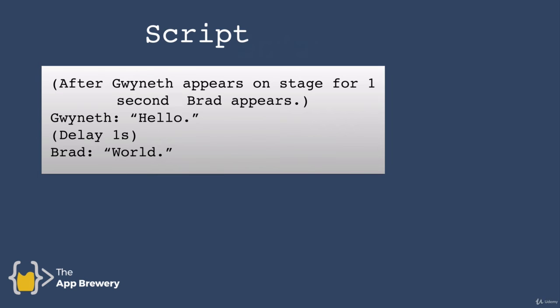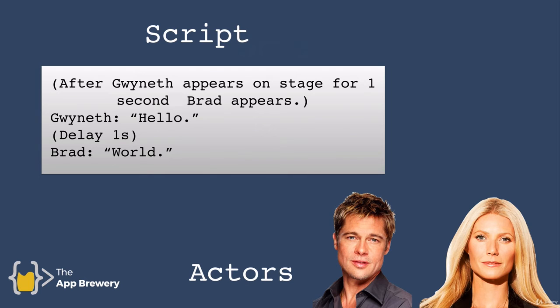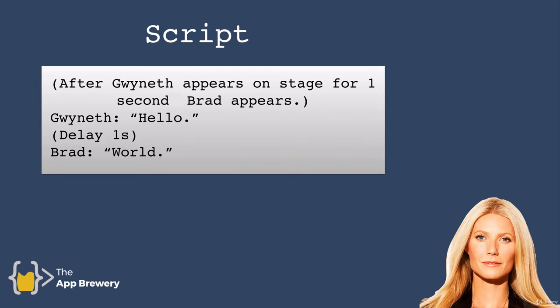So, for example, let's say that we have a script and we have some actors, Gwyneth Paltrow and Brad Pitt. So obviously we're making a very high-end movie here. So in the script, you might tell your actors that after Gwyneth appears on stage for 1 second, Brad should appear. And then Gwyneth should say hello. And then there's a delay of 1 second when Brad needs to say hello. So this is the script. So this is how it would play out.